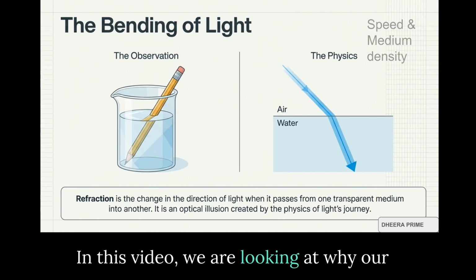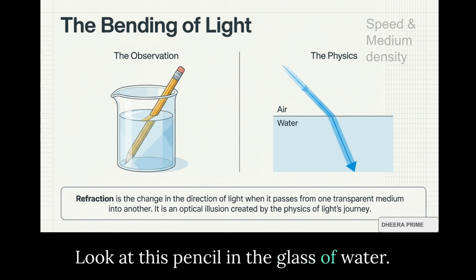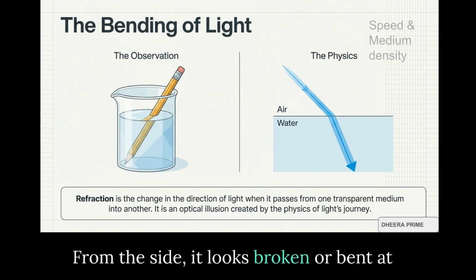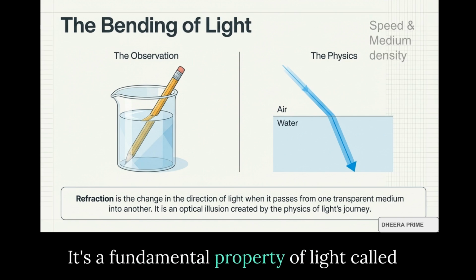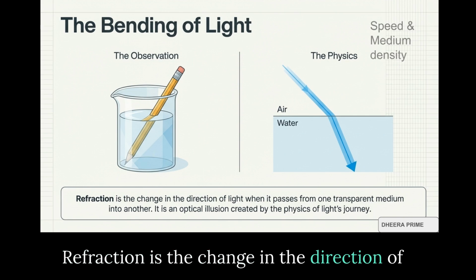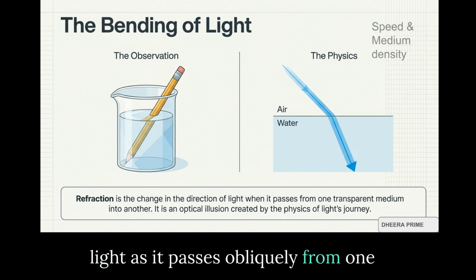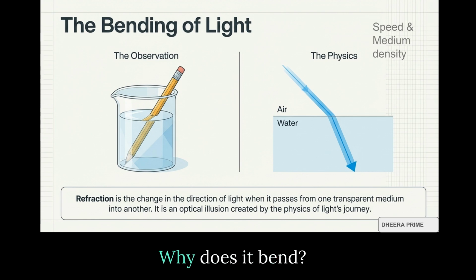In this video, we are looking at why our eyes sometimes deceive us. Look at this pencil in the glass of water. From the side, it looks broken or bent at the surface. This isn't magic. It's a fundamental property of light called refraction. Definition: refraction is the change in the direction of light as it passes obliquely from one transparent medium, like air, into another, like water.